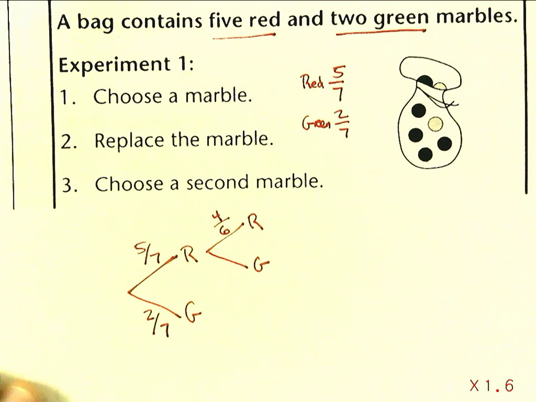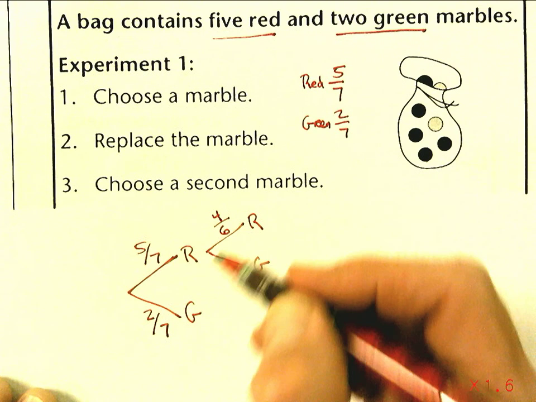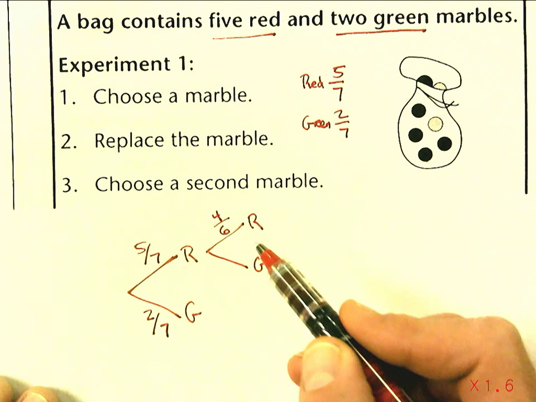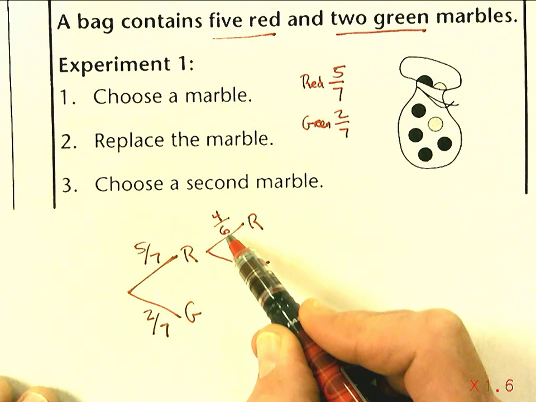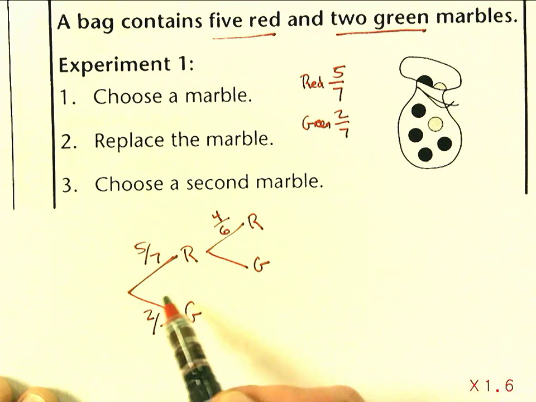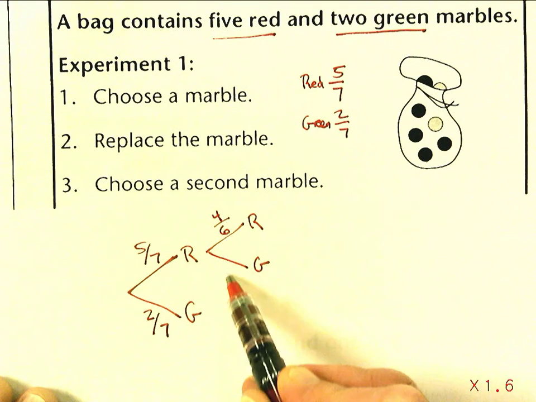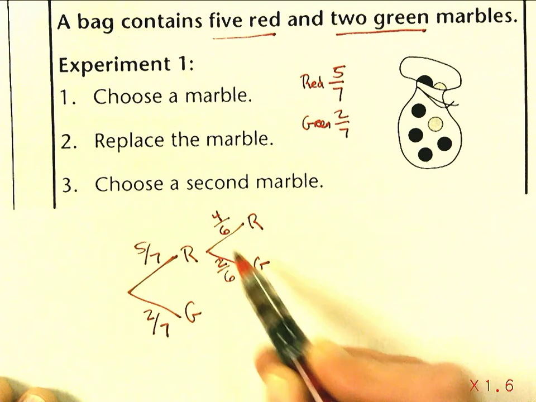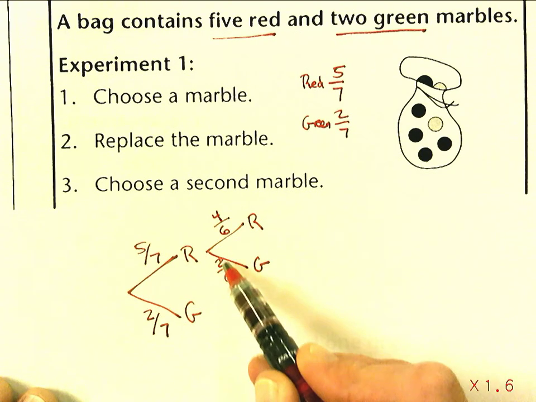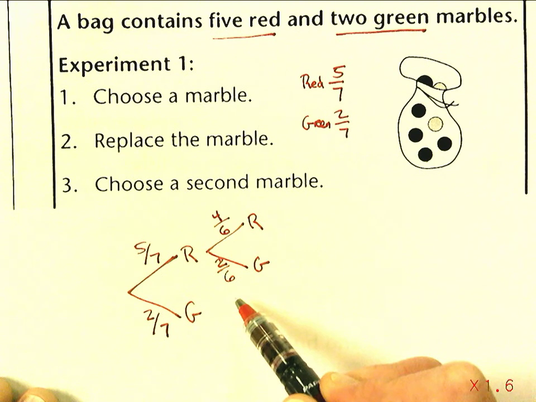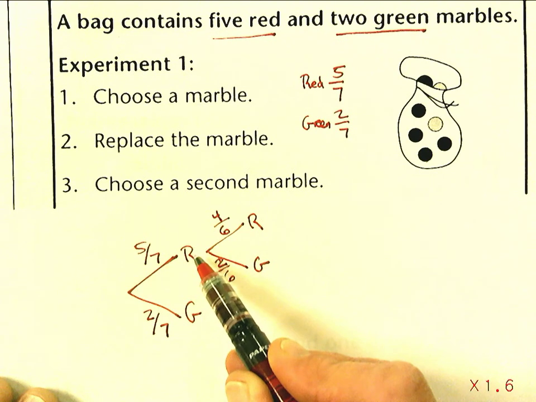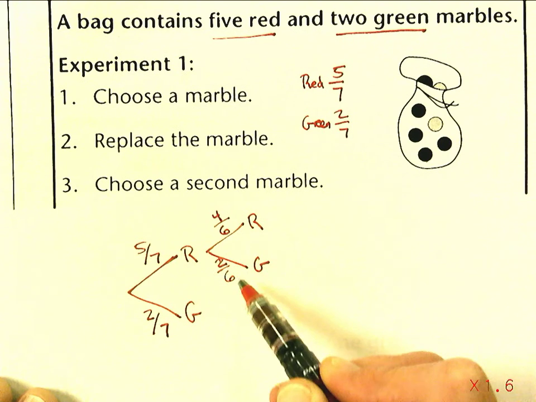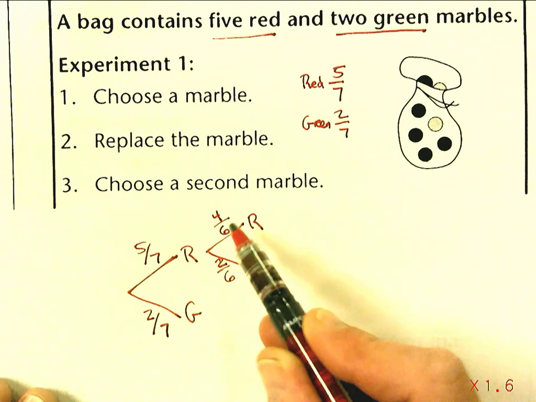So we no longer have the same scenario. Instead of 5 out of 7 red, 4 out of 6 are red, and there are still only 6 in there and 2 of them are green. So we have 4/6 red, 2/6 green on that second draw, because there's now one less marble, only 6 in the bag. And so that's our new scenario on that branch.